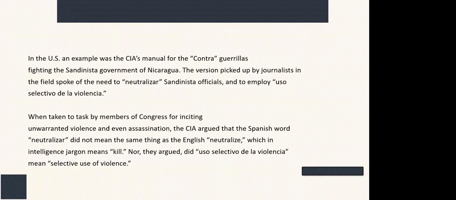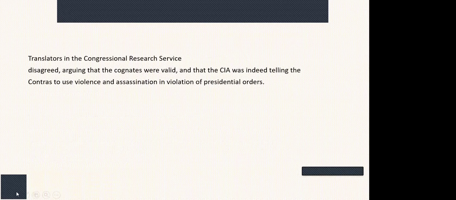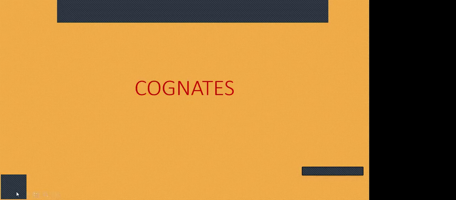So you see that this is immoral because there are laws, right? And everybody should abide by the laws, regardless of their status in government. So translators in the Congressional Research Service disagreed, arguing that the cognates were valid and the CIA was indeed telling the Contras to use violence and kill in violation of presidential orders.